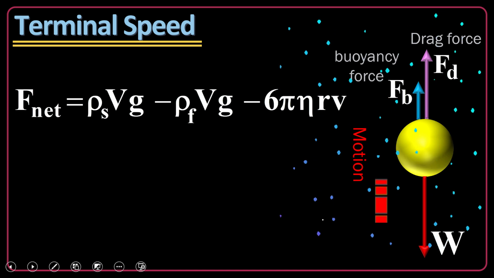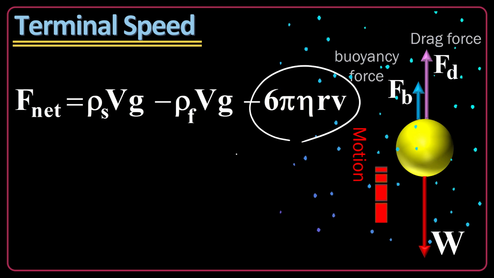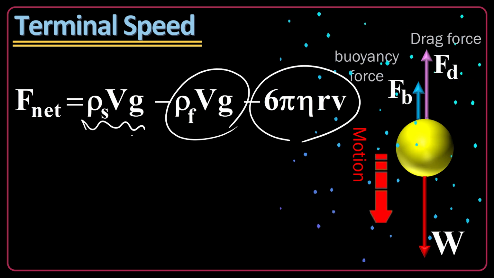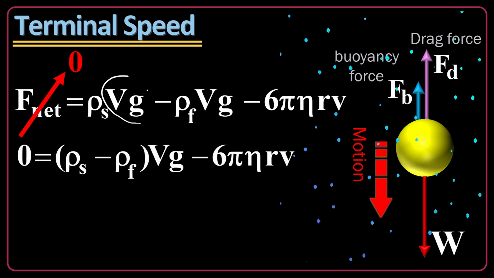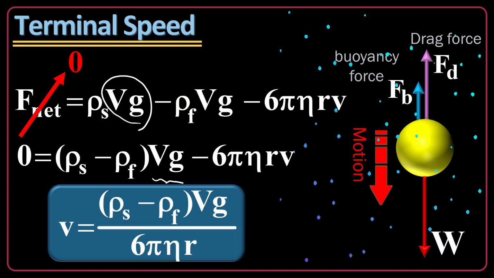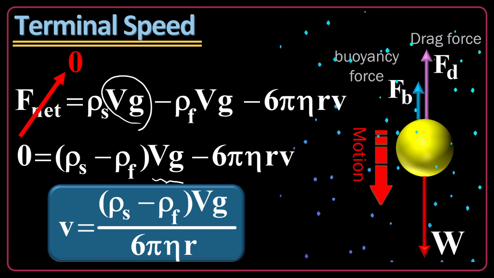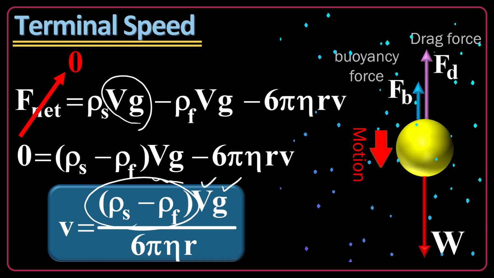What if the object is at terminal speed? In terminal speed, we expect the drag force to be so large that it can add up to this and cancel the weight. So I expect the net force to be 0. If I take it like that, I factorize Vg, the common term here, and then I can find the terminal speed, the maximum speed of the object, like that. Here I have the subtraction of the two densities, the volume of the object and the gravitational acceleration. Downstairs you see 6 pi eta, the viscosity, and the radius.